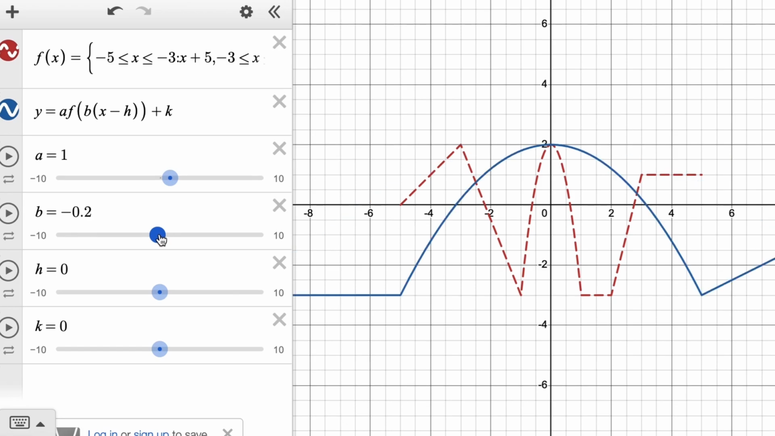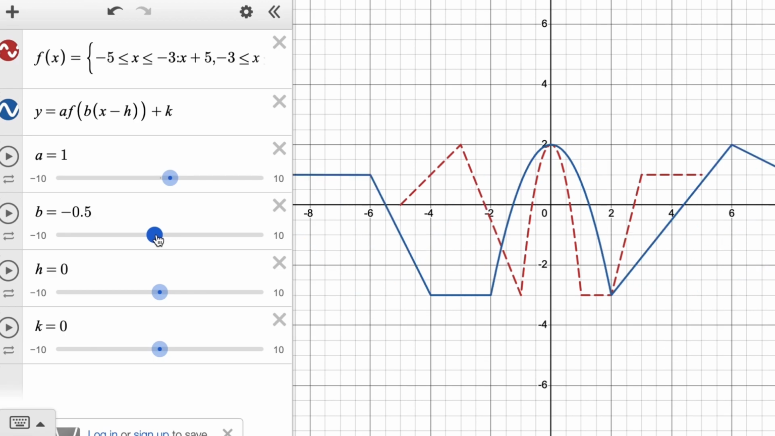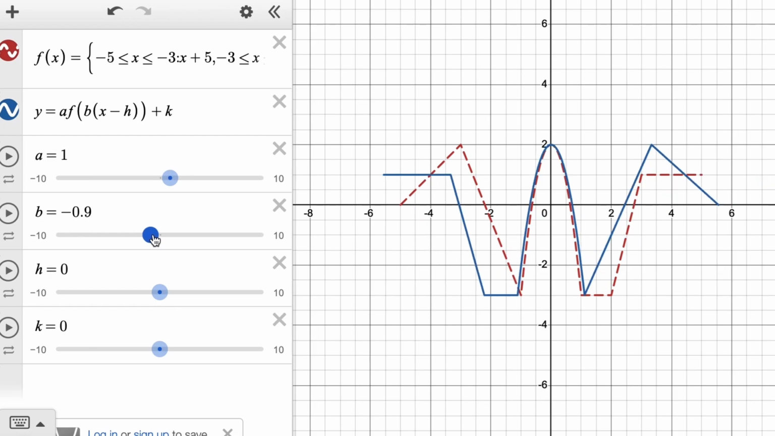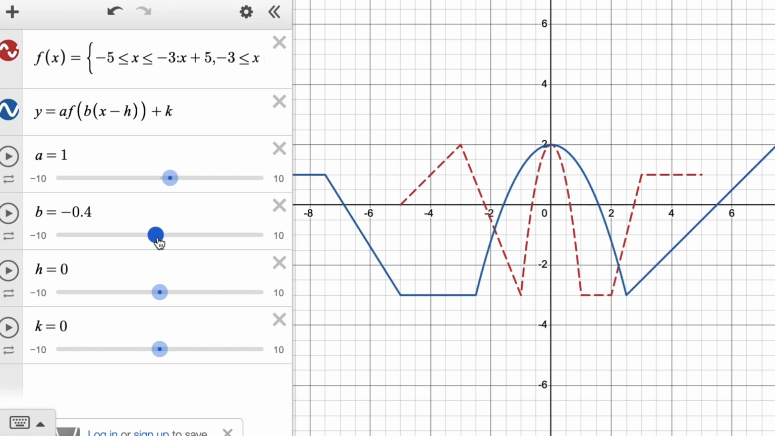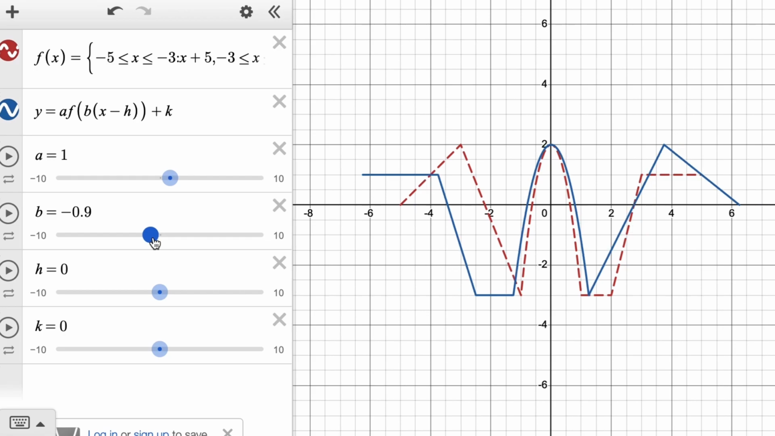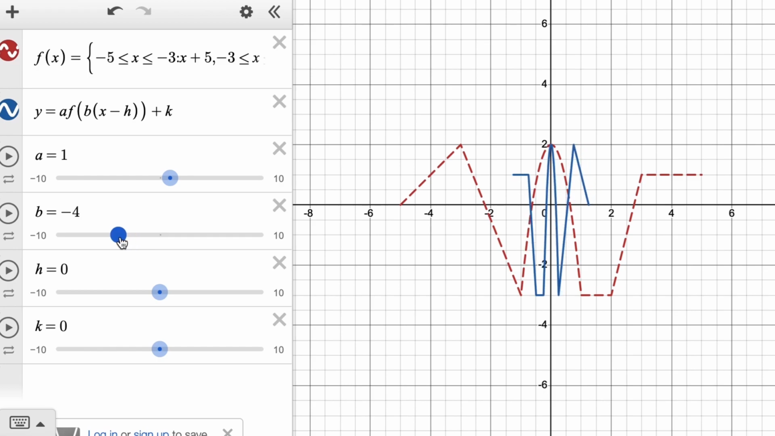On the other hand, if it's a negative b, the graph again is reflected across the y-axis. And if it's between 0 and -1, then the graph is horizontally stretched, or it becomes wider. When b goes more and more negative, then the graph is horizontally compressed, or it becomes narrower.